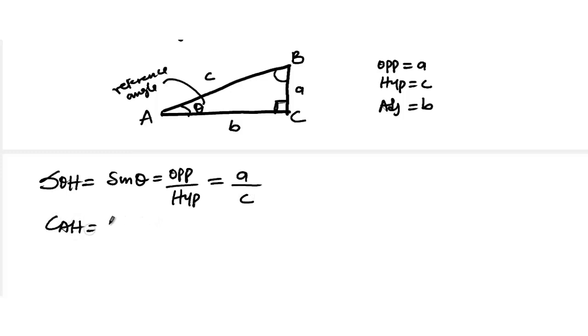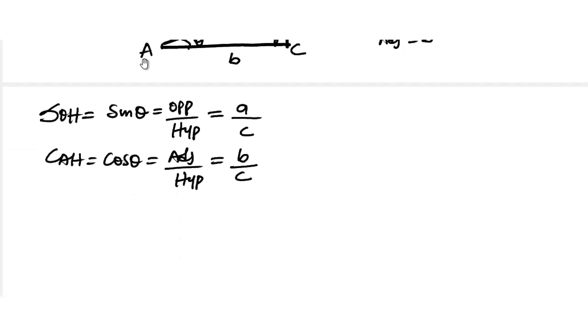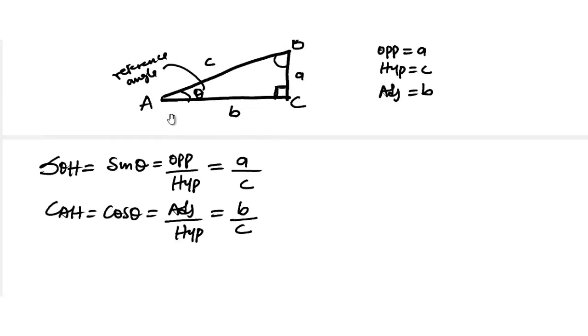Then we have CAH, which is cos theta, and that will give us adjacent over hypotenuse. The adjacent here is b, over hypotenuse c. Then the third one is TOA, which is tan theta, which is opposite, that is a, over adjacent, that is b. So that is that about that.